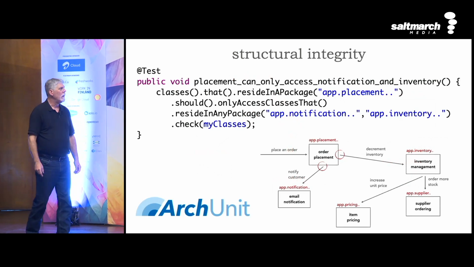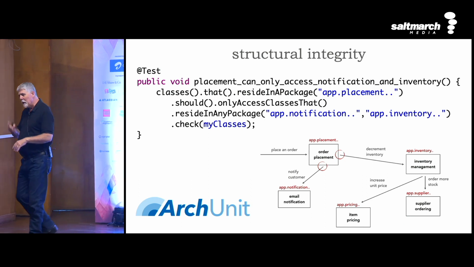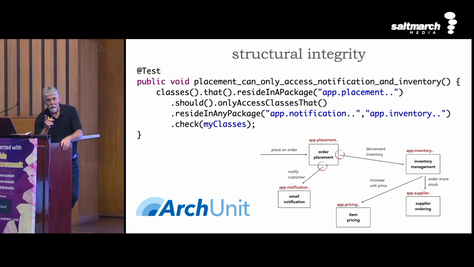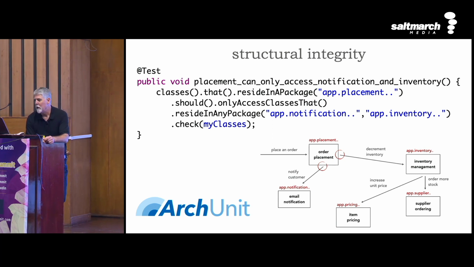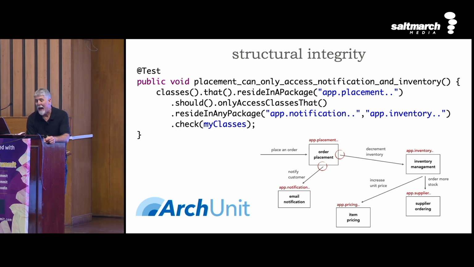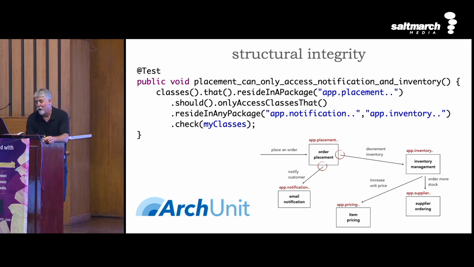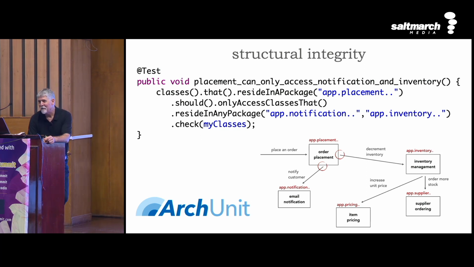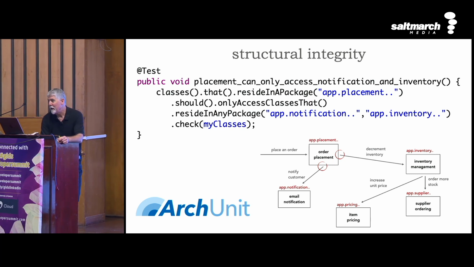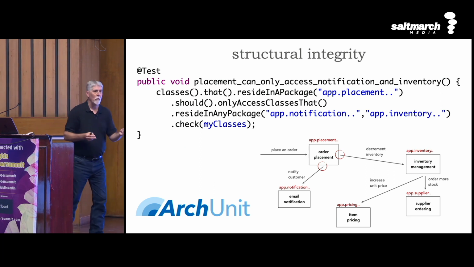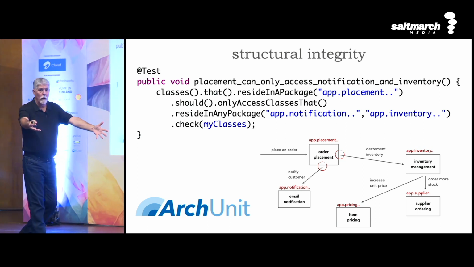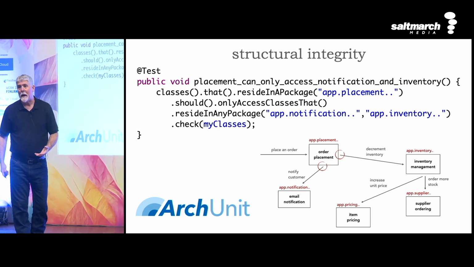And here it is. Now this is the Java version in ArchUnit, but let's read it. Placement can only access notification and inventory. Let's read this together. Classes that reside in a package app.placement should only access classes that reside in a package notification or inventory. Check. That's almost English language. That's the beauty of these tools. If you could just say the rule, the constraint, the API matches it pretty closely.